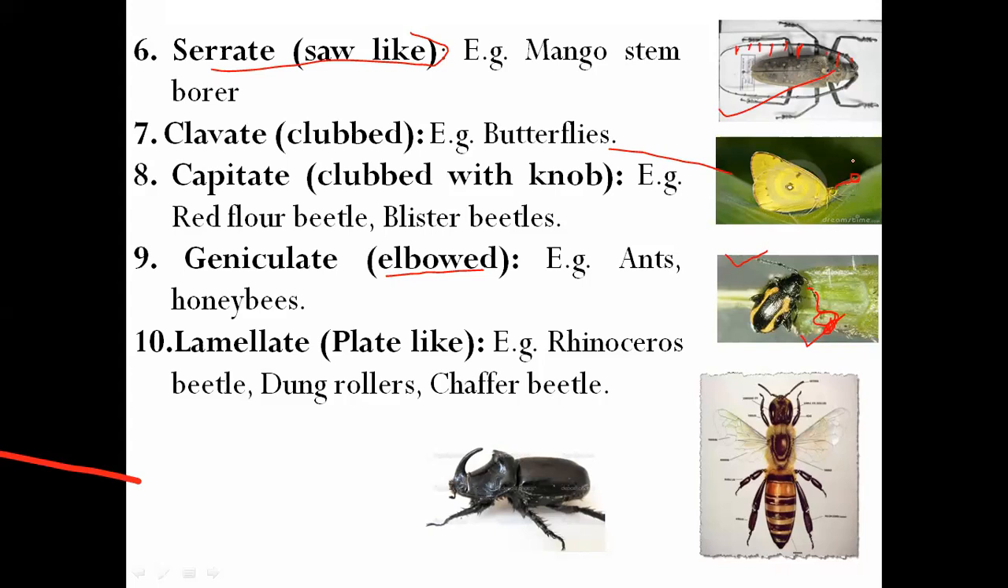Okay, now the lamellate. The lamellate type of antenna is known as a plate-like structure. Here the terminal segment of the insect antenna, I am showing you. This is one rhinoceros beetle. This is the rhinoceros beetle. Okay, where is the antenna? This part. This is one antenna.